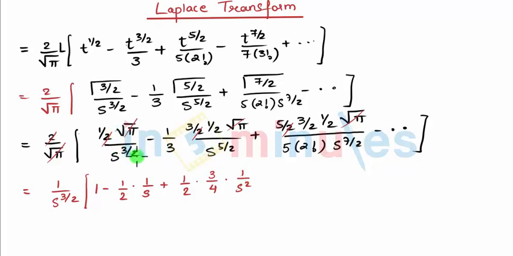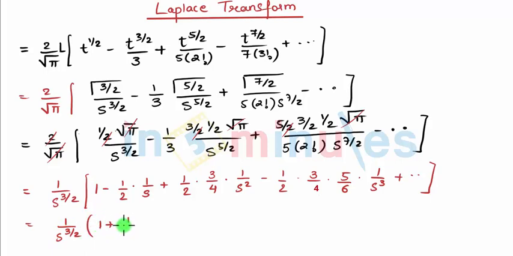I have taken 1 upon s raised to 3 by 2 common. Next is minus 1 upon 2 times 3 by 4 times 5 by 6 into 1 upon s cube, plus and so on. So finally I get a series of 1 upon s raised to 3 by 2 into 1 plus 1 by s whole raised to minus half. You need to remember this series. The whole series is nothing but 1 plus 1 by s raised to minus half.